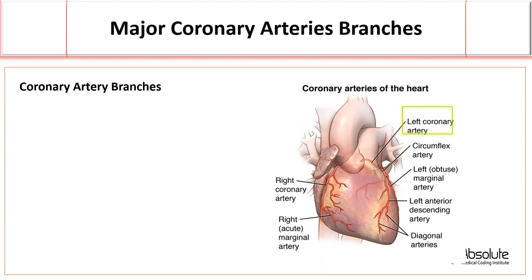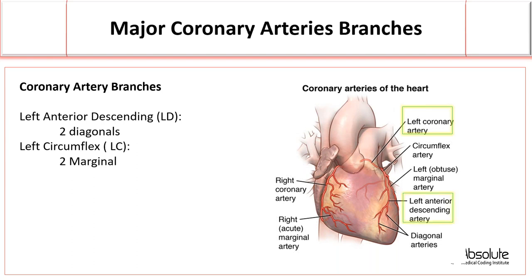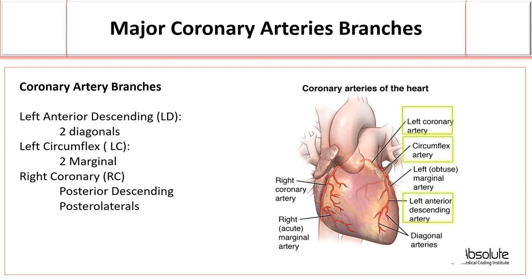And then there are a number of branches that are recognized. The left anterior descending, or LD, has two diagonals. The left circumflex, which is abbreviated as or modified as LC, two marginal. The right coronary has posterior descending and posterior laterals. There are no branches that are recognized from the left main, nor are there any branches recognized on the ramus intermedius.